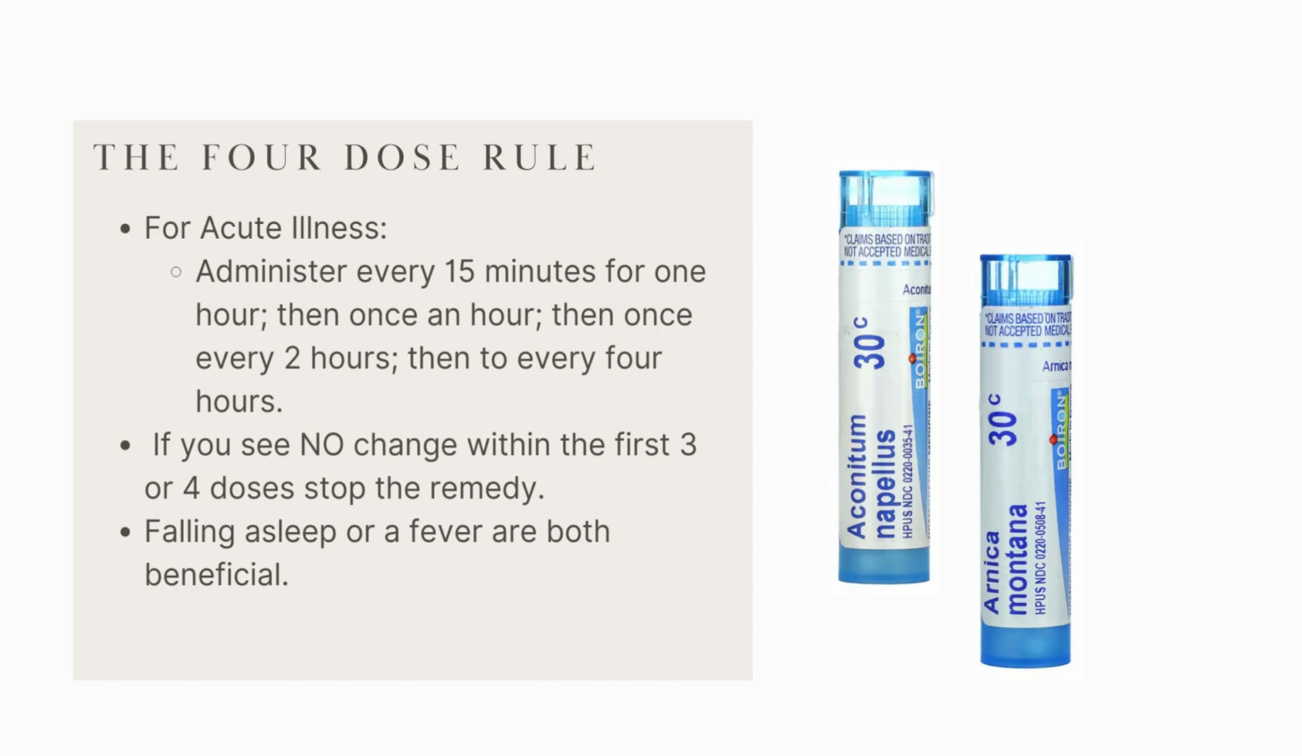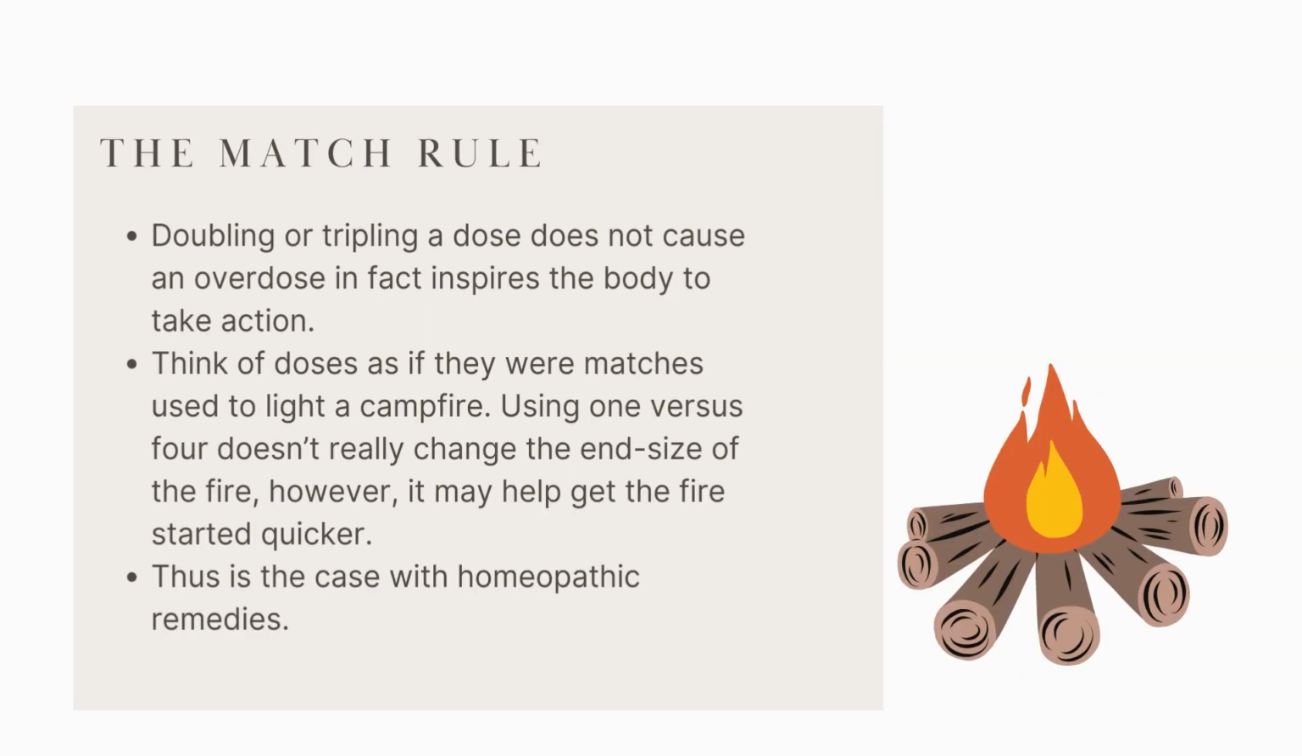By and large, for acute illnesses, the 4-dose rule is one of the most standard ways. So you administer every 15 minutes for 1 hour, then once an hour, then once every 2 hours, then every 4 hours. If you see no change within the first 3 or 4 doses, you stop the remedy. Falling asleep or a fever are both considered beneficial.